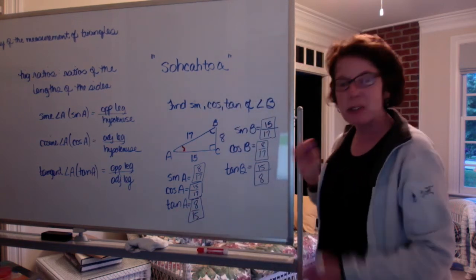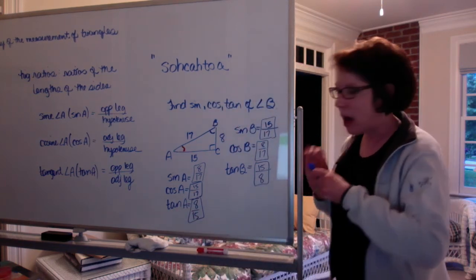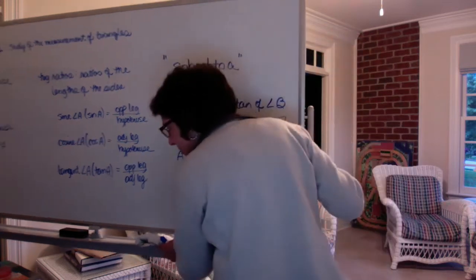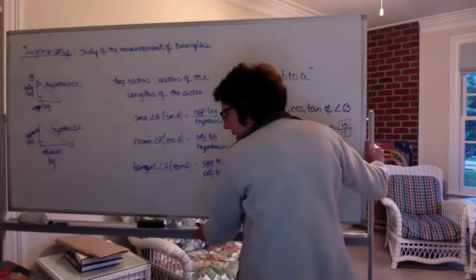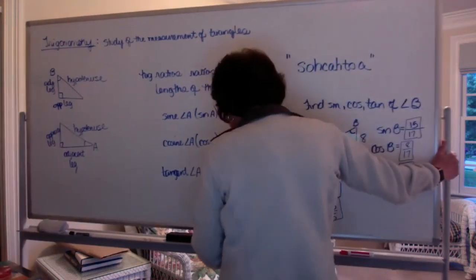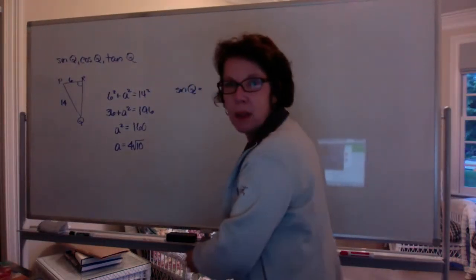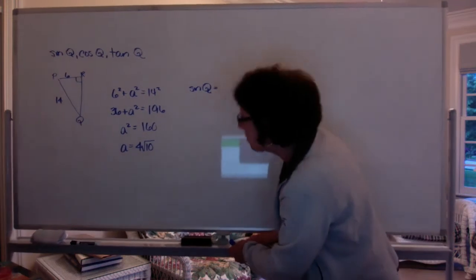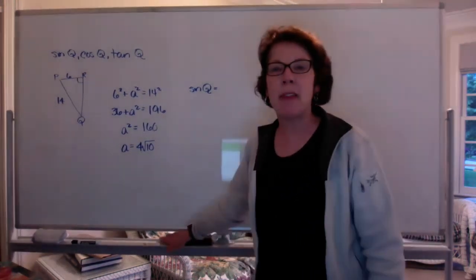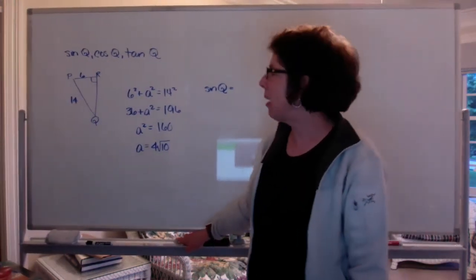Okay. Let's try one more. I hope this is sinking in. All right. Let me move this around again. And let's flip to the other side and do one more triangle. Okay. Here we go. We want to find, now these are not A, B, and C angles.